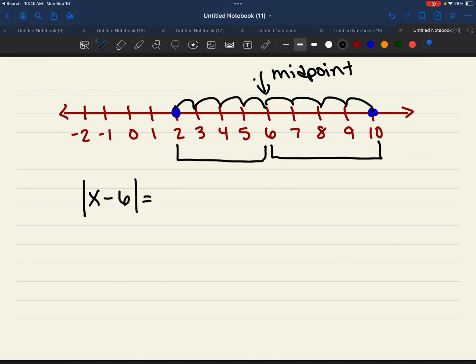How do I know what to set it equal to? Yep. What's the distance from your midpoint to each endpoint? 4, right? So then I just set it equal to 4. Do we all understand that? Just find the midpoint, subtract it from x, okay? That's your absolute value. Set it equal to the distance.